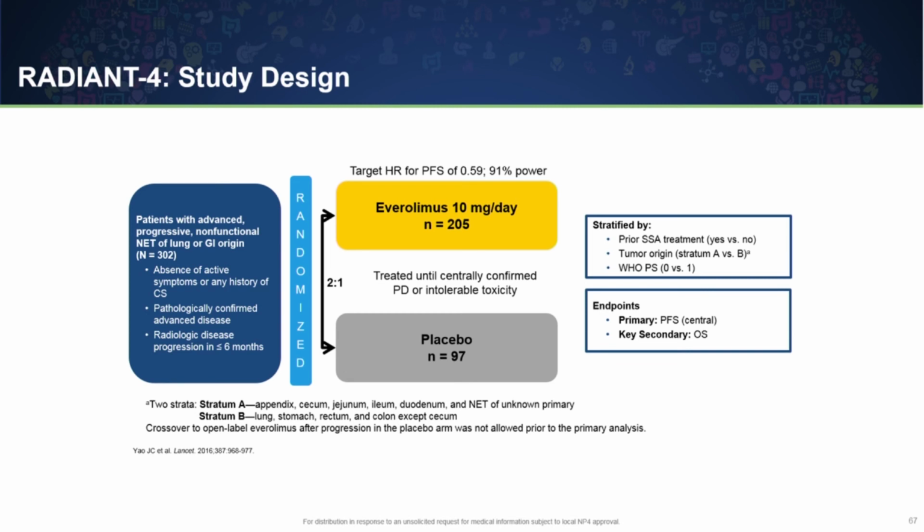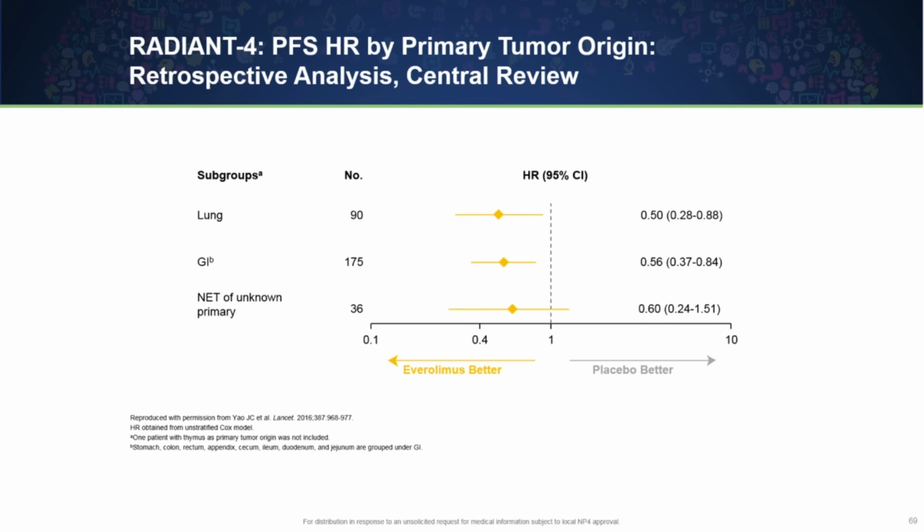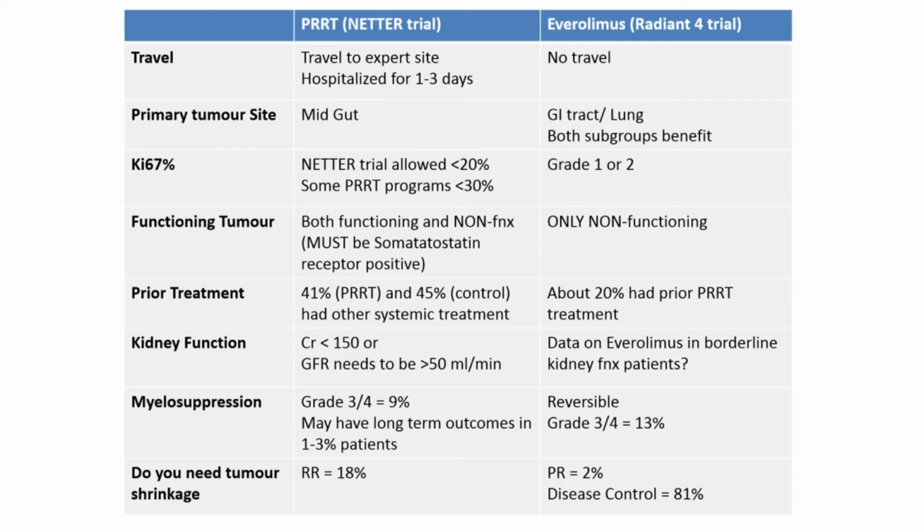So I'll just walk you through the study design. It was a 2-to-1 randomization for everolimus. Starting dose was 10 milligrams versus placebo. And here is the PFS by central review, which does show that everolimus is clearly positive. So this study included a wide range of NETs, including lung NETs, GI or unknown primary, and there tended to be a benefit in both the lung and GI subgroups.